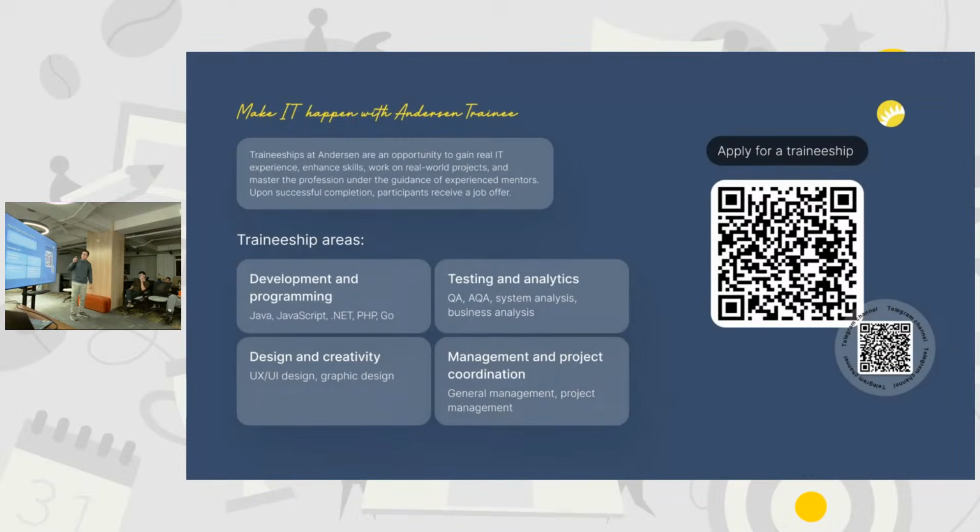Right, and some info about our traineeship programs. You can scan the QR code and get much more information, but basically in every city where we have an office, there are some trainee programs in areas that are described here, and in some countries there are even more or maybe less, so you should check the QR code that is on the screen.